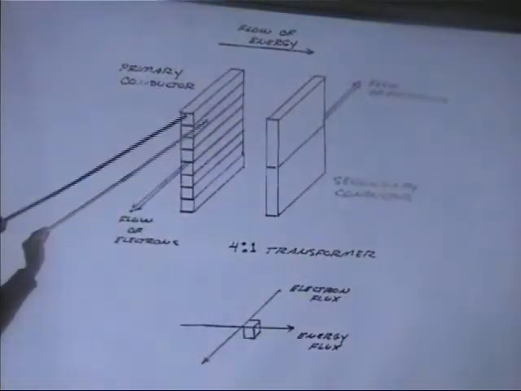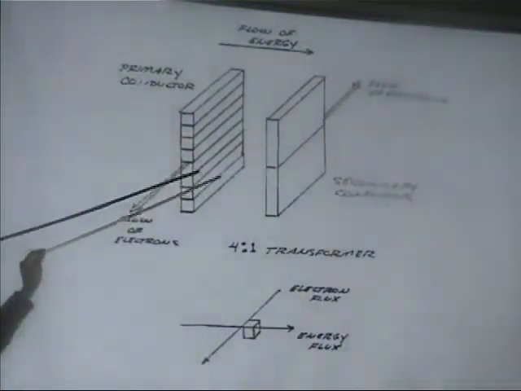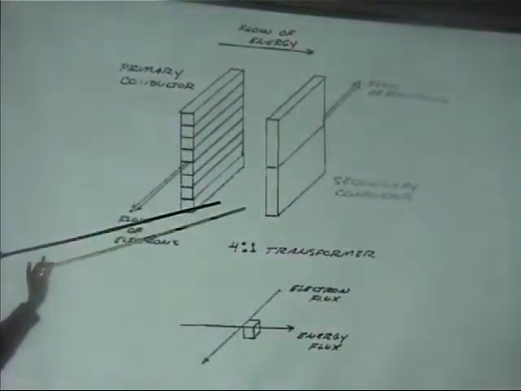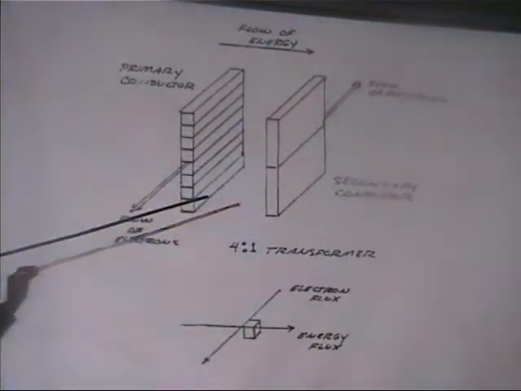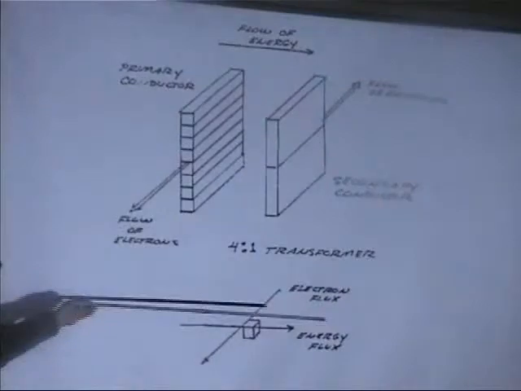In the transformer, the electromagnetic flux is parasitic and represents useless energy flow, and you do everything you can to eliminate it. You strictly want what's called the mutual flux.